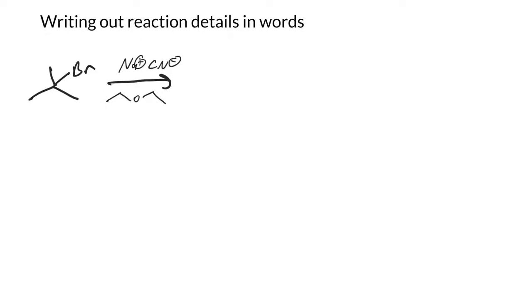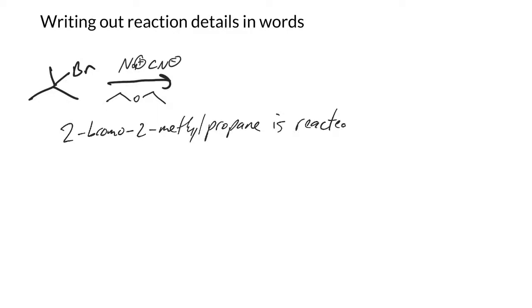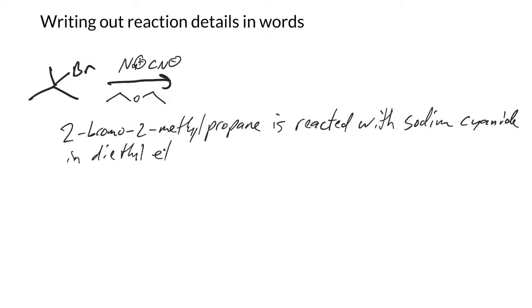So I would say that 2-bromo-2-methylpropane is reacted, and next I want to give my reagent, so with sodium cyanide, and then I want to probably next say my solvent, in diethyl ether. Okay, so that's the beginning. That just says what's happening.